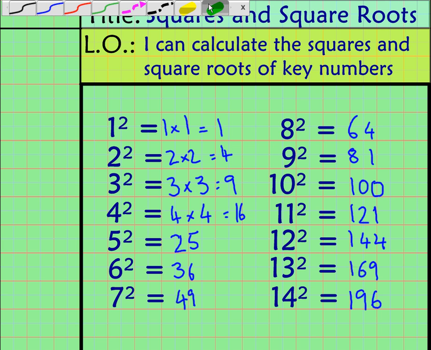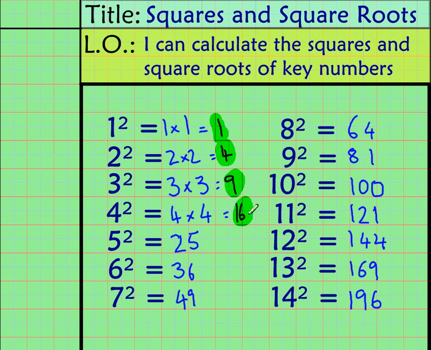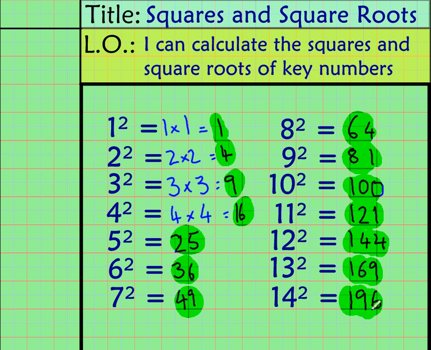These are what we would call square numbers. These ones that I'm highlighting now: 1, 4, 9, 16, 25. The answers here are square numbers, and what that means is that they are the answer to me squaring something else. So if I square 12, I get 144, so 144 is a square number. I hope that makes sense.